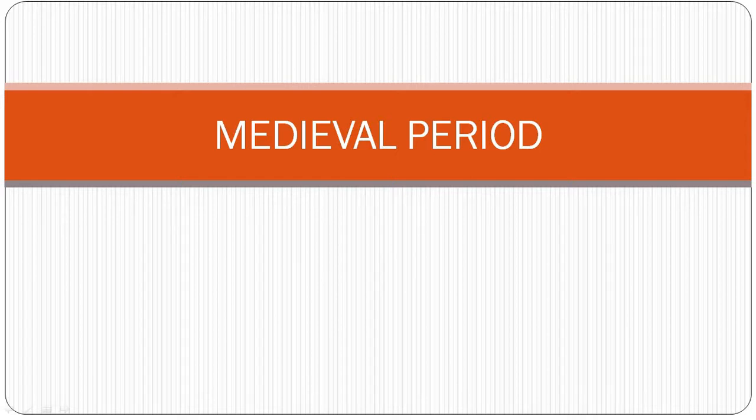Hello everyone. In this video, we'll be studying about the medieval period. So first we will look at the timeline of the medieval period. There are a total of 14 dynasties which came into existence in this period.